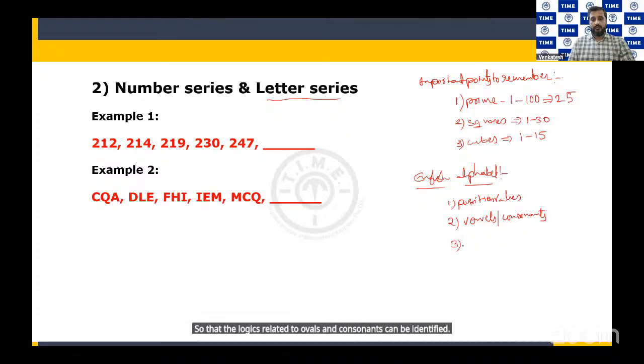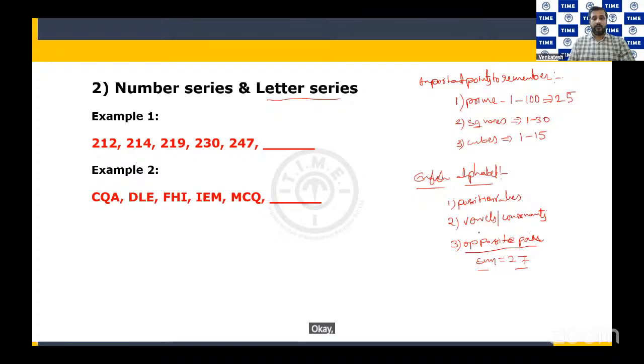Now, one more thing is you should know what exactly the opposite pair logic is. Opposite pair is one of the important logics in all the topics. Opposite pair means the sum of the position values is equal to 27. Sum of the position values is equal to 27. So these points we need to remember to answer the questions.